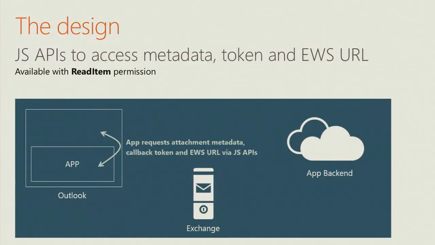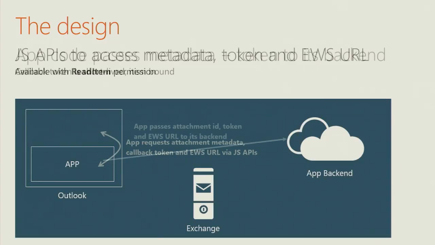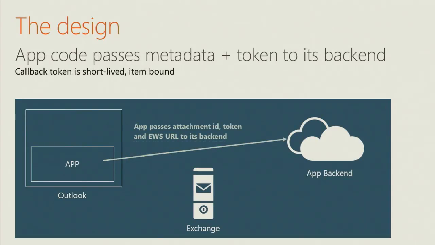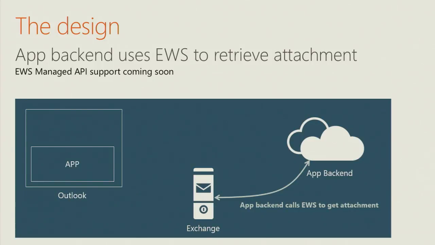We provide a JavaScript API to access attachment metadata, a callback token, more on that later, and an EWS URL. And so the app grabs that information and passes it over to its backend. And now on the backend side, the app can use this callback token to call into Exchange, use it to authenticate, make a get attachments request, and it has the attachment ID, and so now you can grab it.